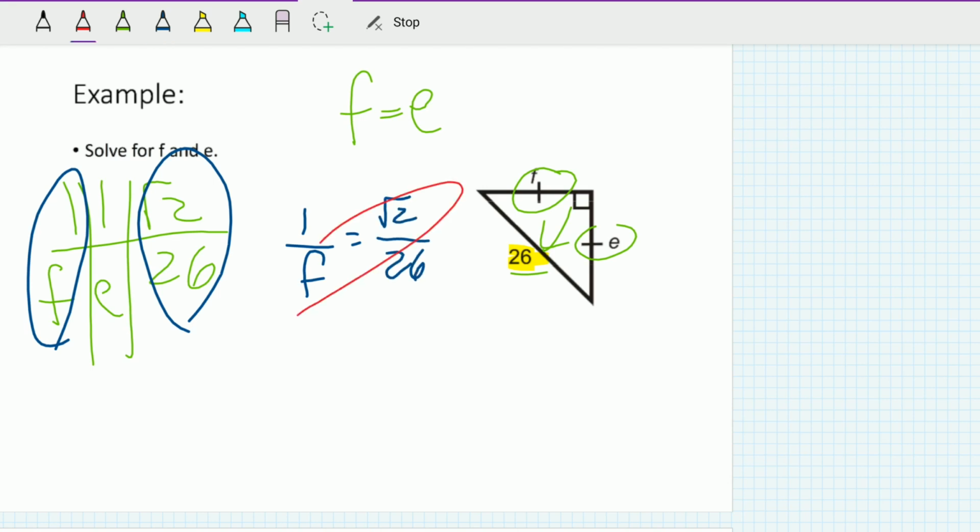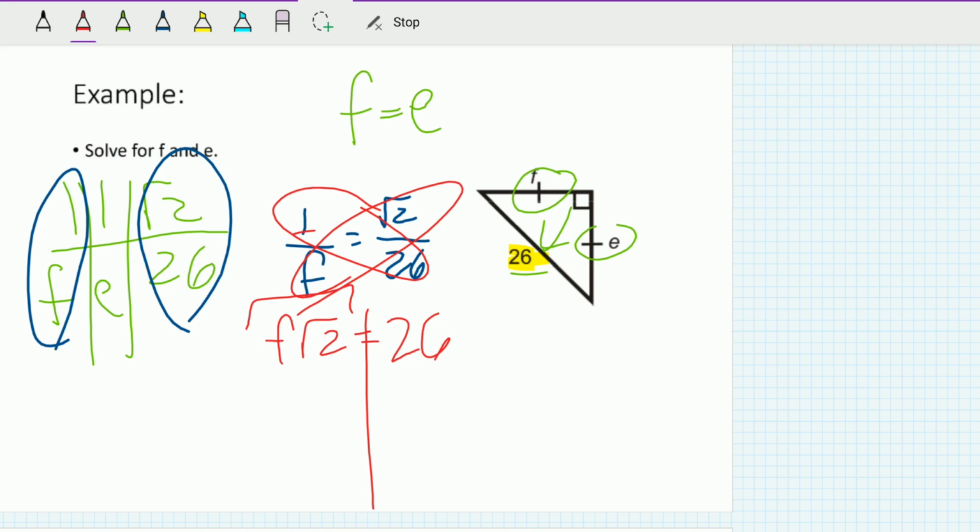I can go ahead now and cross multiply. It'll be F square root 2 equals 1 times 26. So right there, now we end up with this problem where you're going to have to isolate the variable, which is F. If you only look at this left-hand side, again, notice it's F square root 2. These two are being multiplied. And so to do inverse operations, we divide by square root 2.